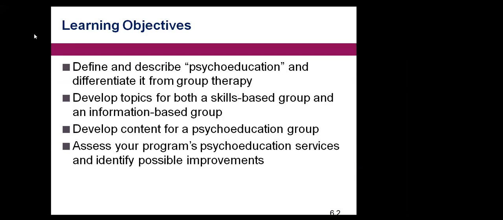These are the learning objectives. I hope that by the end of this module, we'll be able to answer the following. Define and describe psychoeducation and differentiate it from group therapy. Develop topics for both a skills-based group and an information-based group. These are 2 different groups. Generally, we have the skills-based group and then the information-based group. And then the third objective is develop contents for a psychoeducation group. The fourth one is assess your program's psychoeducation services and identify possible improvements.